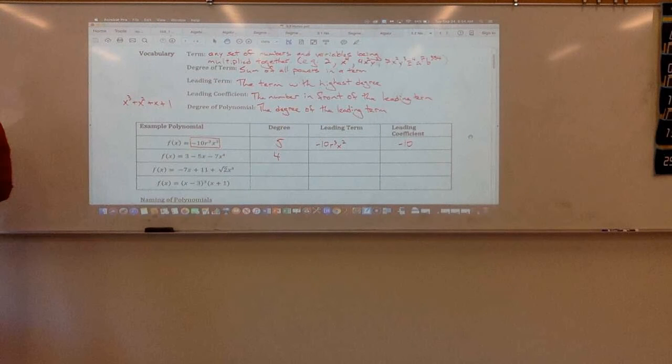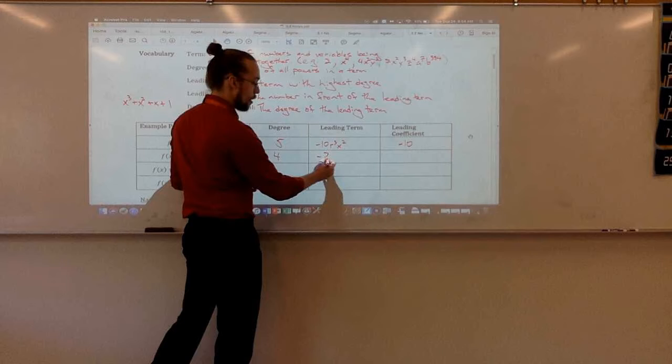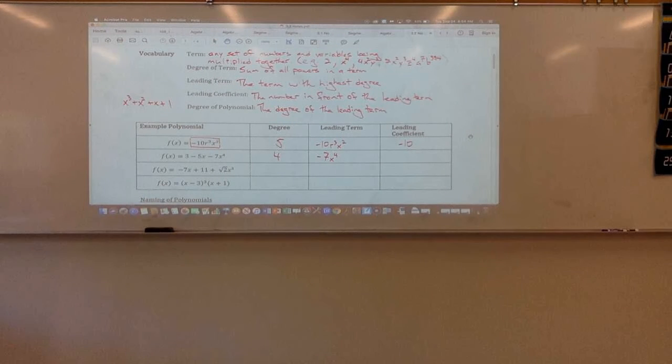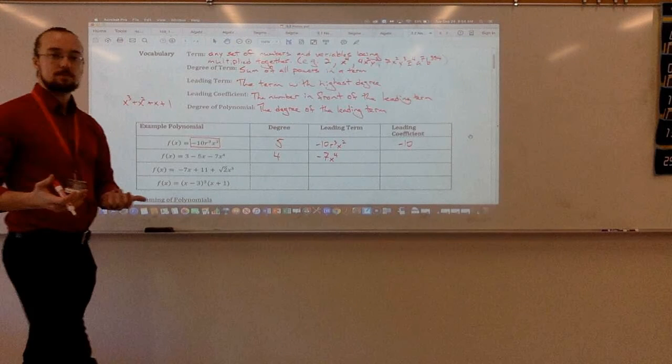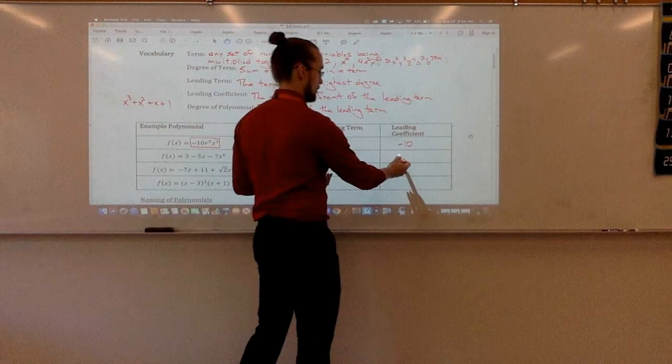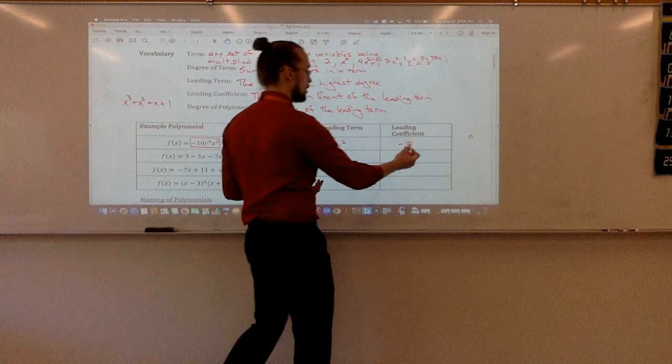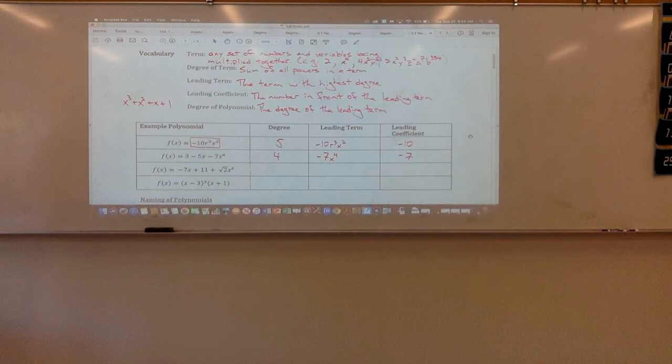What would my leading term be? Negative 7x to the fourth, right? Even though that doesn't show up first, leading term is whatever term has the highest degree. And then my leading coefficient, negative 7, right? Number associated with the leading term.